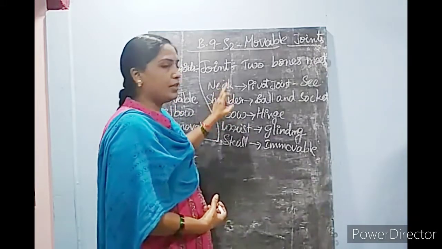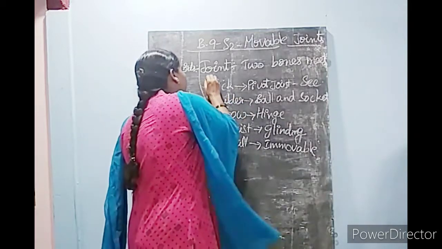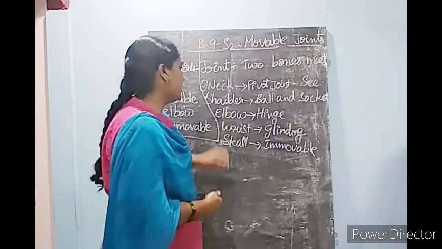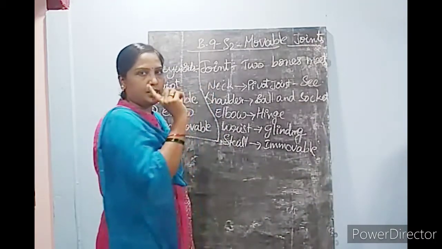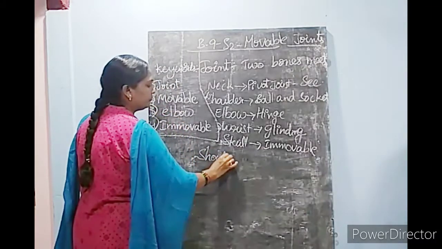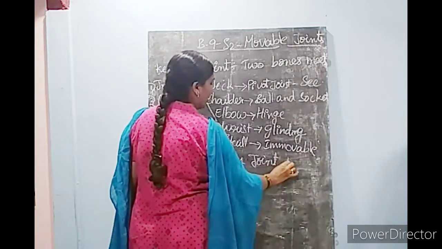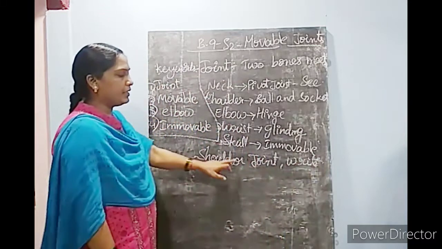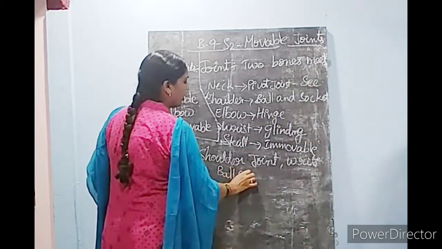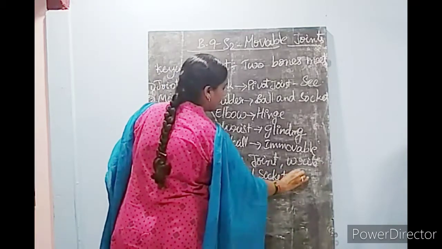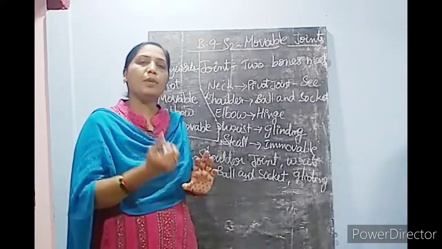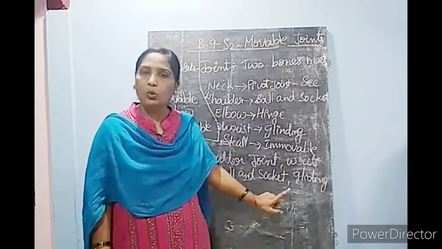Then which two joints have the same function? Yes, your neck and the shoulder. Neck joint and shoulder joint, both are movable. You can also take your shoulder joint and the wrist joint. And you also know the names of the joints present in the shoulder and the wrist. Which joint is present in the shoulder? Ball and socket. And which joint is present in the wrist? Gliding joint. So these two joints are movable joints and both are the same in function. So write this answer in your volume book, children.